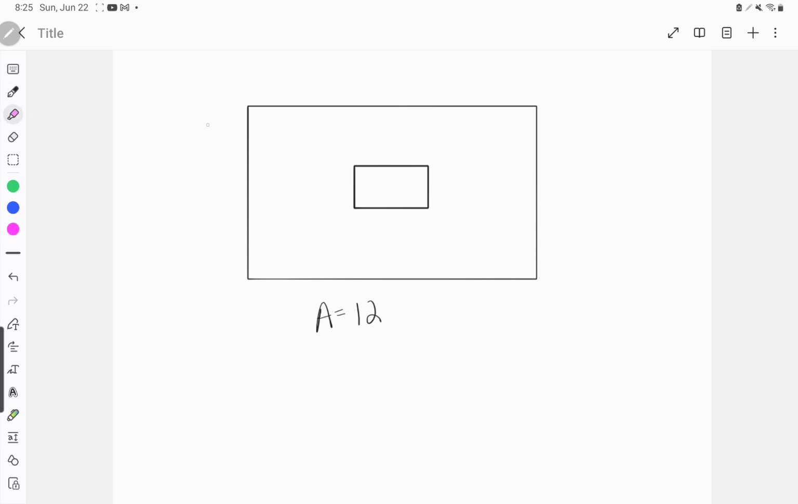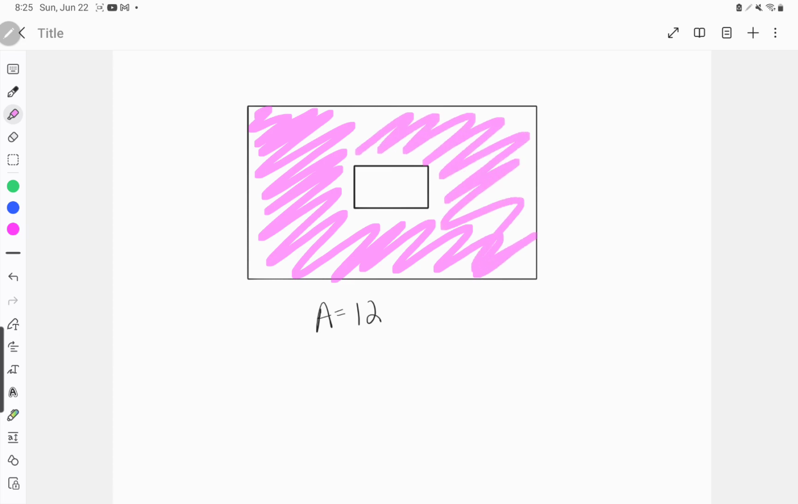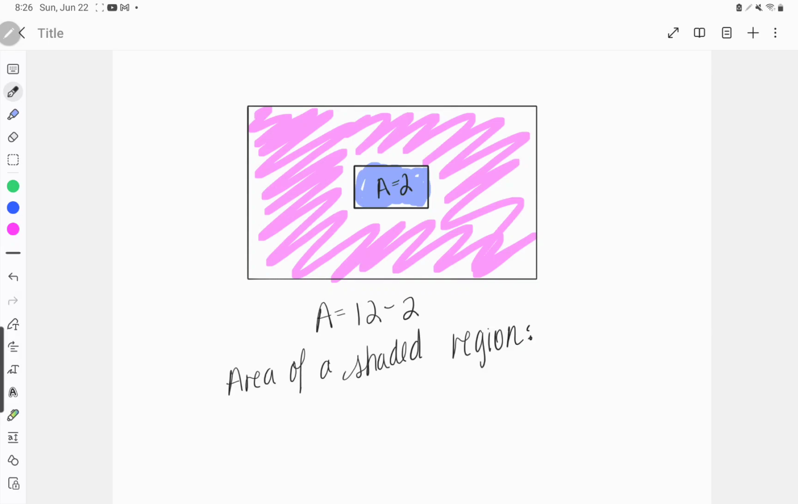Now, all of this paper right here, it still exists, right? But this paper, I cut out. This paper right here no longer exists. I cut it out with a pair of scissors. I know that this paper right here has an area of 2. And I want to figure out what the area of all of the pink part is. So after you cut something out, that means you subtract it out. So the area of a shaded region literally means that we cut something out, so we subtract.